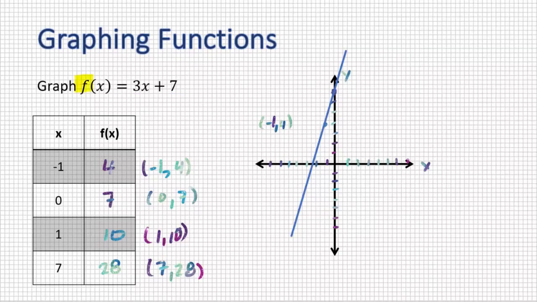For this particular function, f of x is equal to 3x plus 7, 2 points is enough. And that's because this is a linear function. How do I know it's a linear function? The highest power that x is raised to is a 1. So in this case, the 2 points were enough. I didn't have to graph 110 and 728 in order to get an idea of the relationship between x and y.